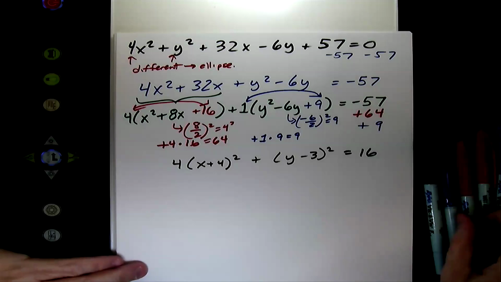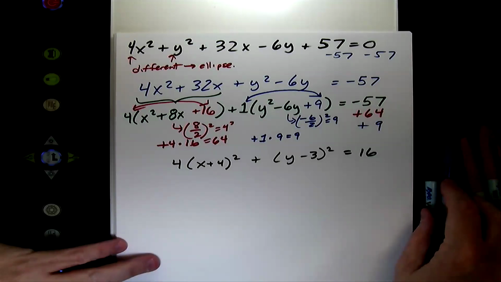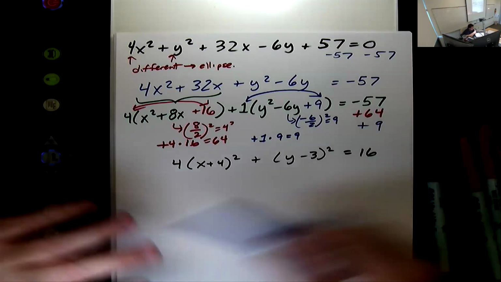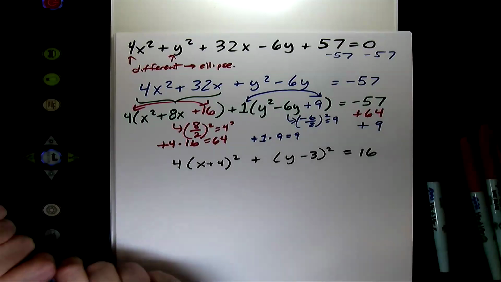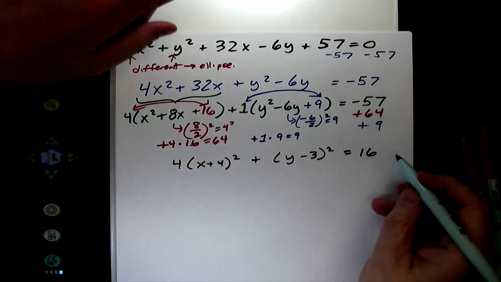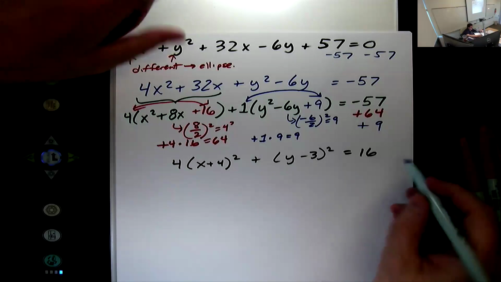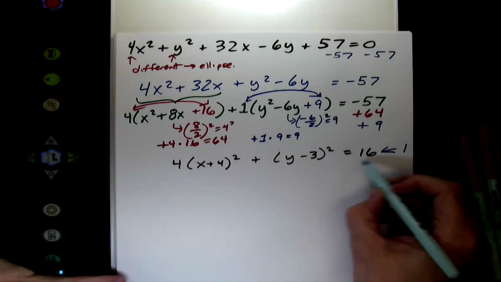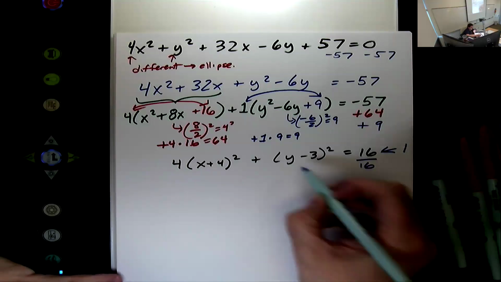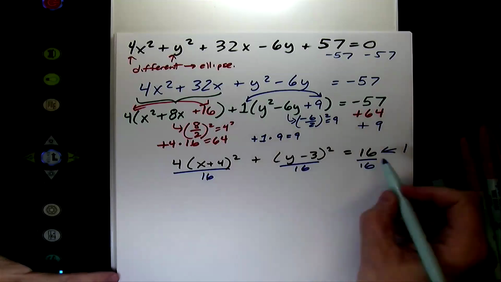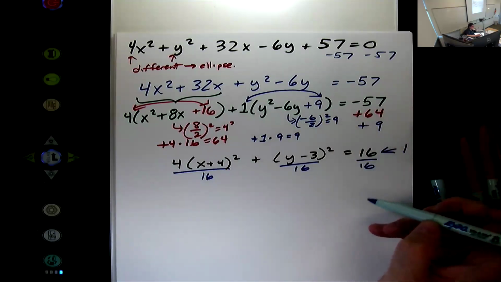All right, Megan, what do we do now? Any ideas? Do you want to divide by 16 to make that side a 1? We want this side to be a 1, so we're gonna divide by 16. If you had divided by 4, you would have seen that you didn't have enough when you tried to do the ellipse.